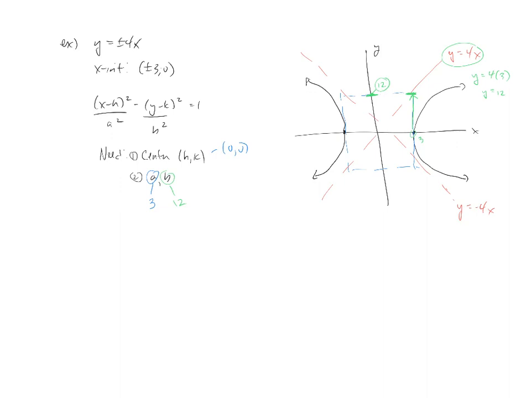So our center being at (0, 0), the x-axis being major tells us this is where we are so far. We're going to have a 9 under the x squared, and we're going to have a 144 under the y squared because of the b. So there's the equation of the hyperbola.